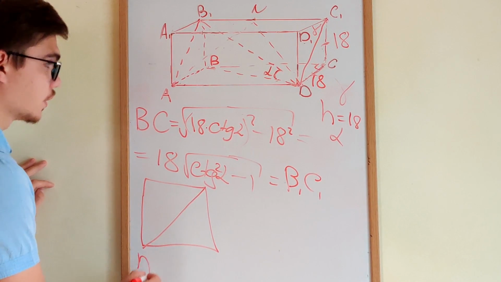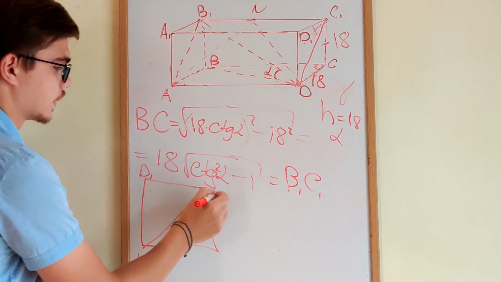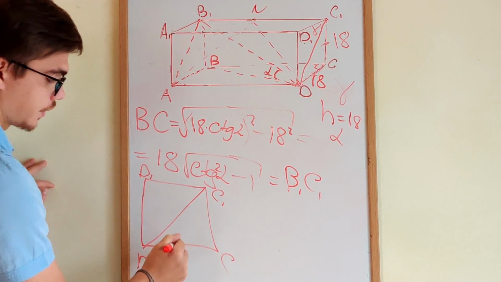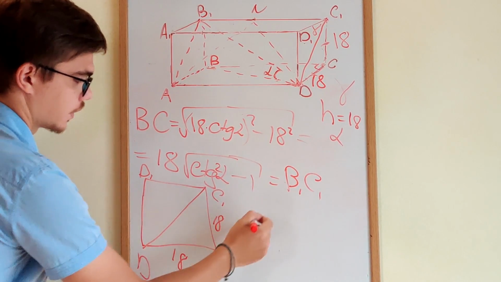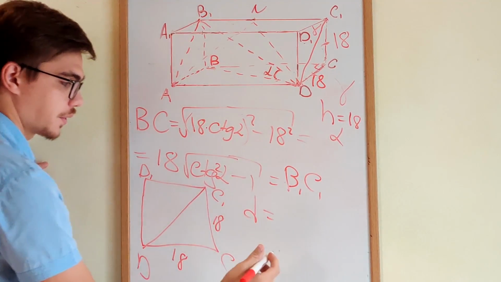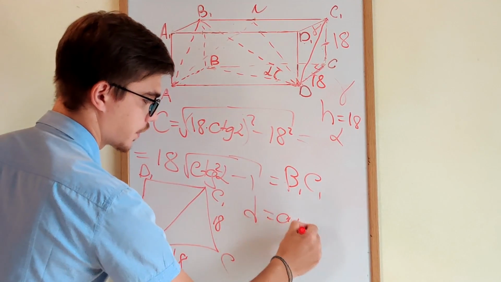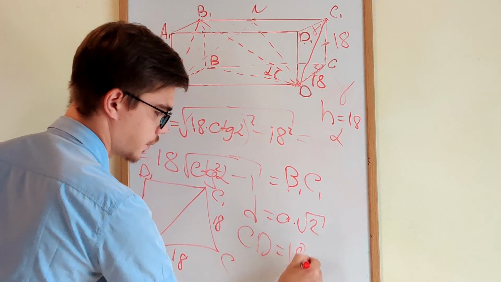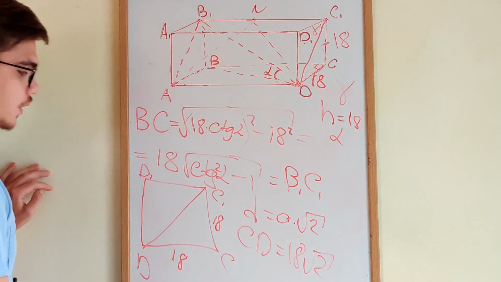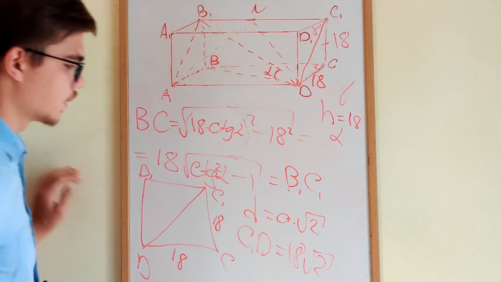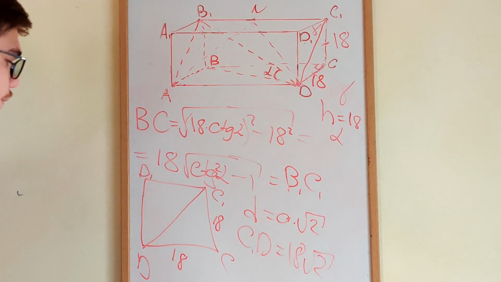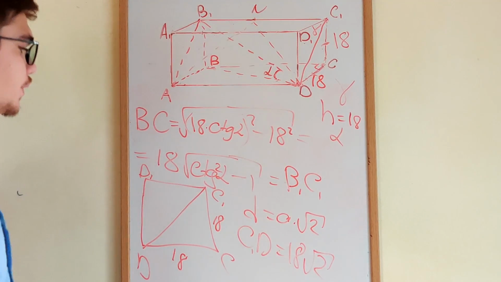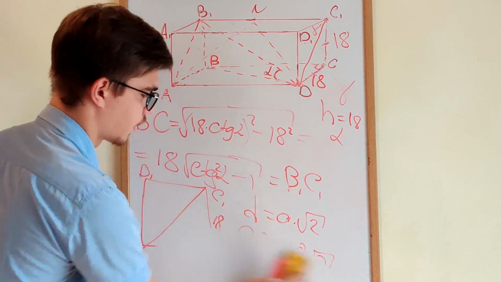So consider the square D, D1, C1 and C. So C1D is its diagonal and all of the sides are 18. And we can find the diagonal of the square as the side of the square times the square root of 2. So C1D is equal to 18 times the square root of 2. Nice. So we found the second side of the rectangle that we want to find the area of.